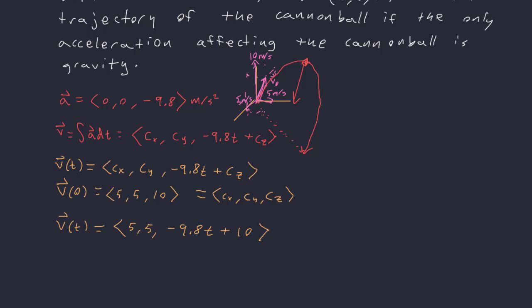All right. And now we can integrate again because r is going to be the integral of v. Okay, so it's going to be the integral of 5, which will be 5t, plus, now we need arbitrary constants again, so I'll call them d. So d sub x, then it will be 5t plus d sub y, and this will be negative 4.9t squared plus 10t plus dz.